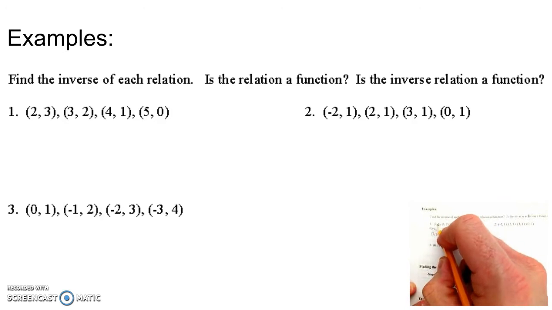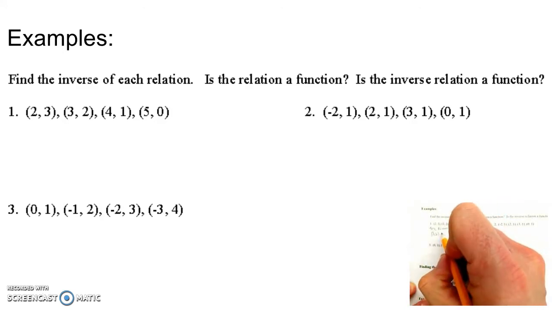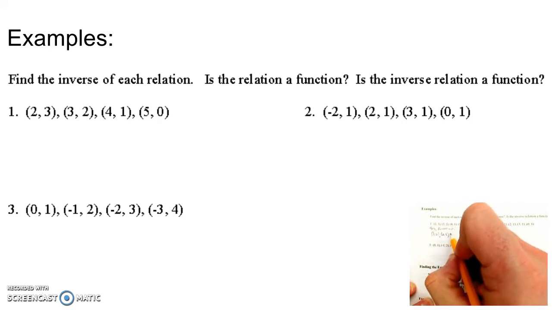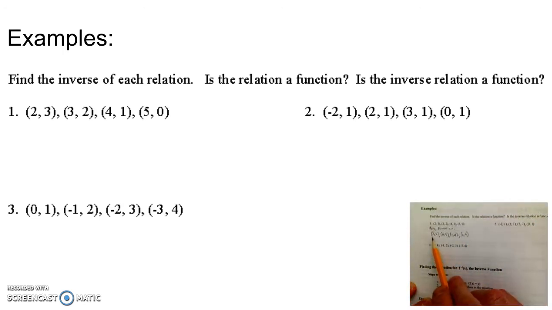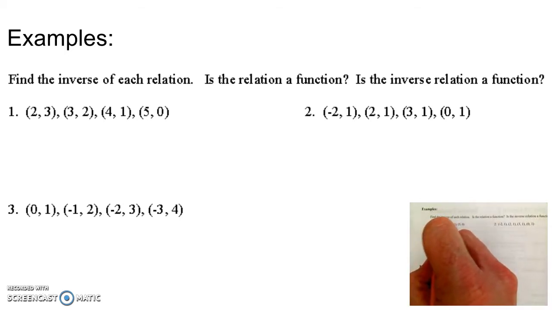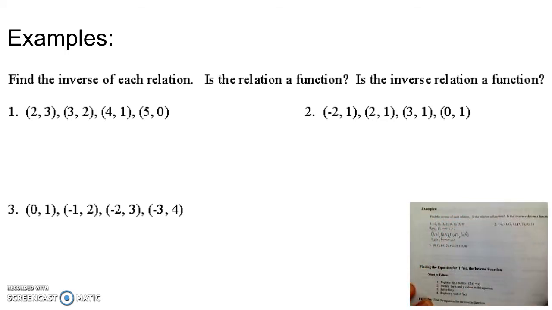So (3, 2) replaces (2, 3). (3, 2) becomes (2, 3). (4, 1) becomes (1, 4). (5, 0) becomes (0, 5). Is this a function? Again, never a time when the same x is paired with more than one y, so yes, this is a function. So this would be 1 to 1.